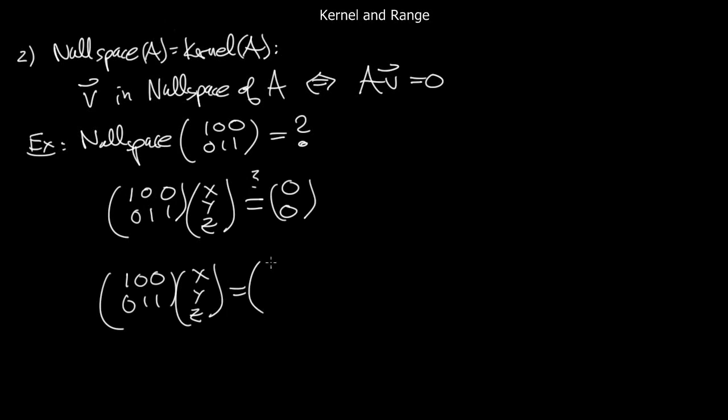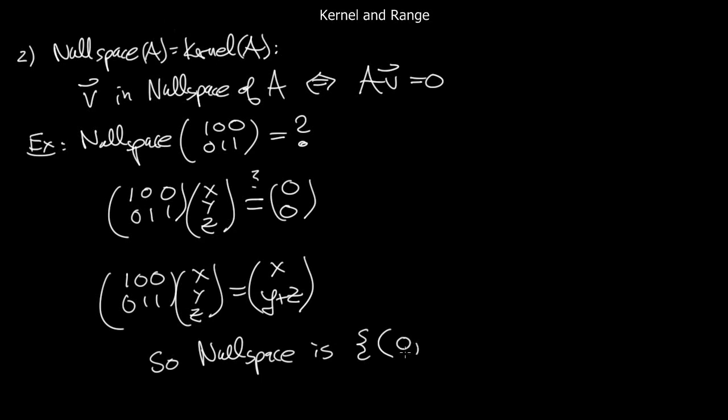Well, I've been very nice here. It's already in row echelon form. It's easy to see that the solution is x has to equal 0 and z has to equal minus y. So that is to say, there's one free variable, and this subspace is one-dimensional.